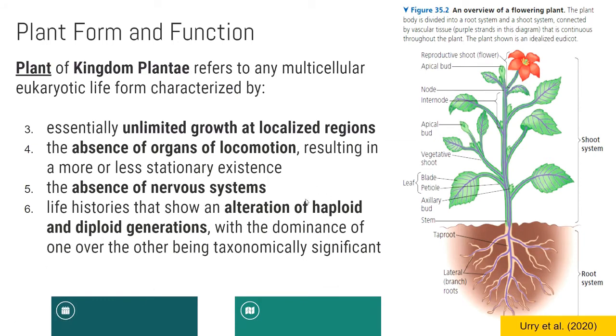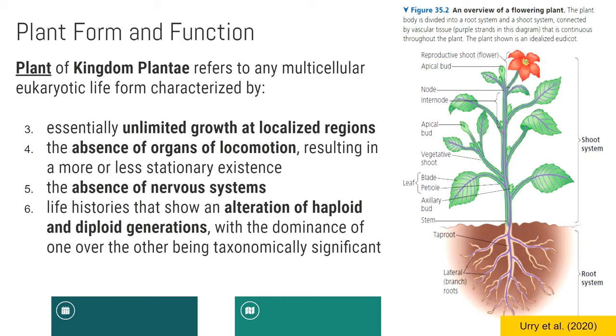Here are more descriptions of plants. They essentially have unlimited growth at localized regions, and we will talk more about these meristematic cells as we go along. They also have no organs for locomotion. That results in plants being rooted on the spot, having a more or less stationary existence. You do not see plants walking around.